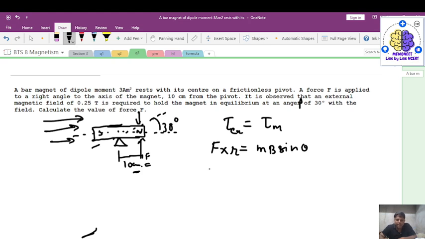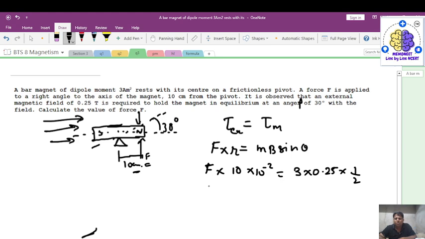So we will write this as F, which we need to find, and r is 10 into 10 to the power of minus 2, converted into meter. Magnetic dipole moment is given as 3 ampere meter square, into the external magnetic field, which is given to us as 0.25 Tesla, into sine theta. Theta is 30 degrees, so sine 30 is equal to 1 by 2. So from here, after calculation, we get F is equal to 3.75 Newton.